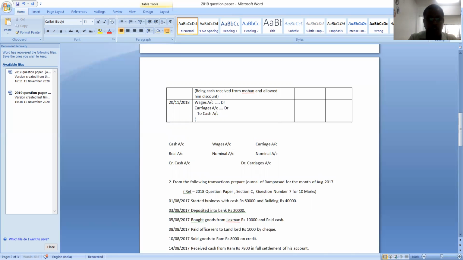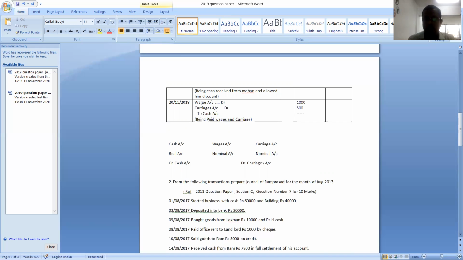Now in the next line we should write the narration. What is narration? Narration is: being paid wages and carriage. Write it in your own simple words, but it must be able to explain why a particular account is debited and why a particular account is credited. See here, paid wages is how much? 1,000. So in the debit column parallel to wages account, we should write 1,000. Paid carriage is how much? It is 500. So in the debit column parallel to carriages account, we should write 500.